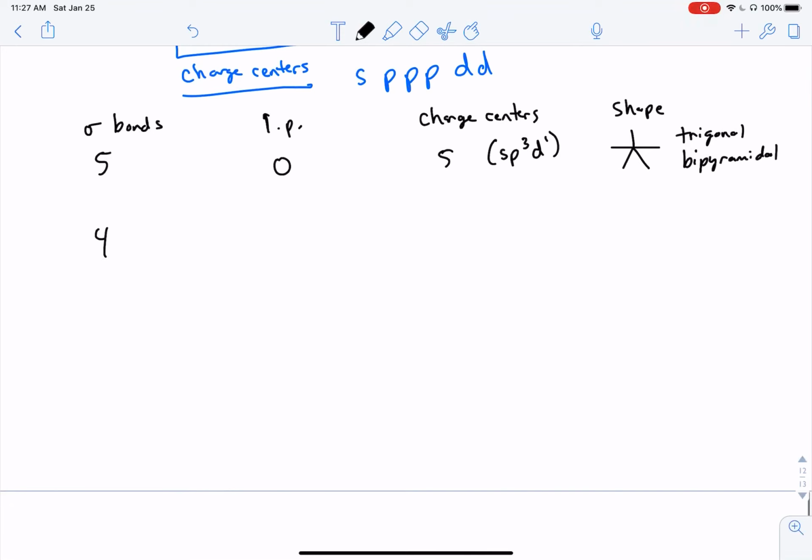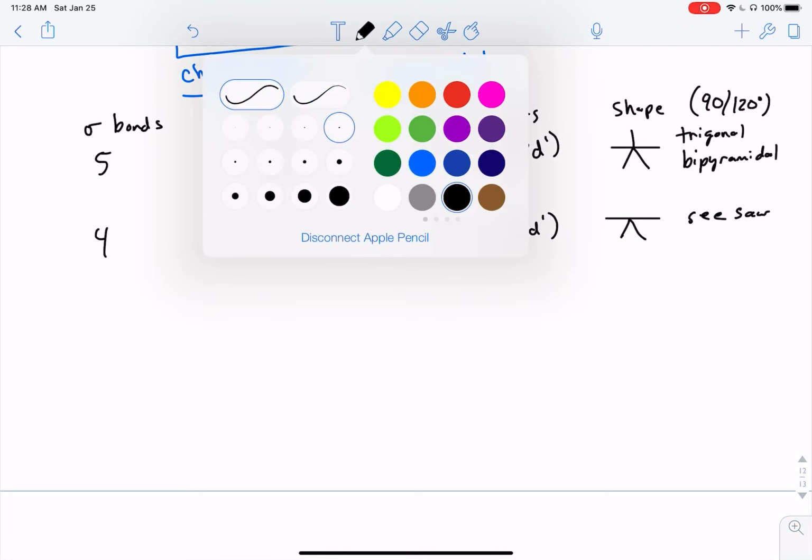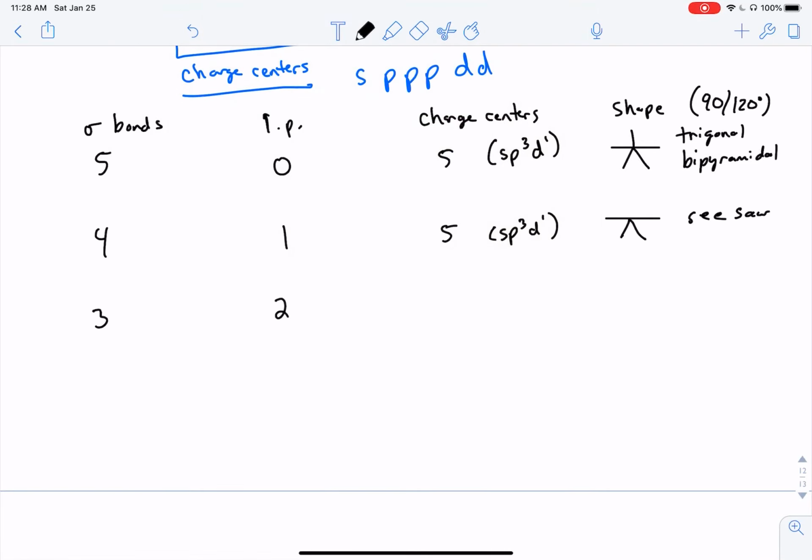If you have 4 sigma bonds and 1 lone pair, you still have 5 and sp3d1. But what I do is then I take off the top line. So what I have left is this, which is, guess what? Seesaw. Oh, bond angles, you only need to know for your electronic geometry. So this one is 90 and 120. You don't need to know the seesaw bond angles. They're a little bit less, but that's okay. Three and 2.